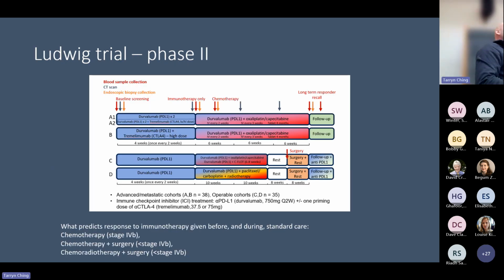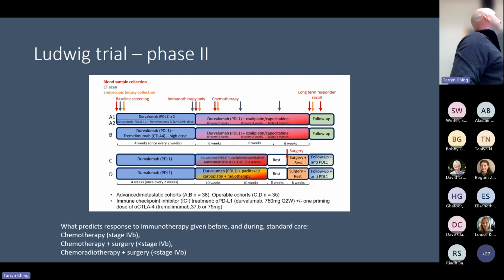So in Oxford, we designed the Ludwig trial, which is a phase 2 trial. We designed this as a vehicle to specifically look at who's going to respond to immunotherapy, so there was a huge translational scientific input to the trial design. It's quite a complicated trial, but essentially it was set into palliative cohorts, and those are the top two. They got immunotherapy for 4 weeks alone. Then they went on to palliative chemo alongside immunotherapy and then follow-up.